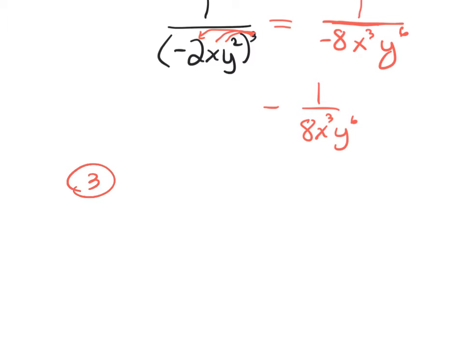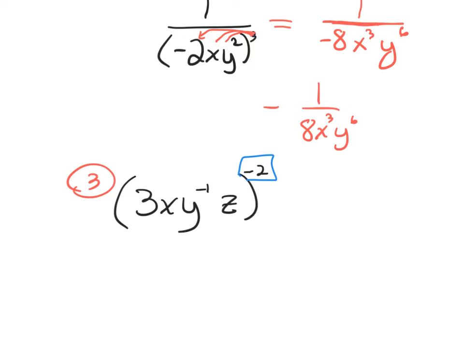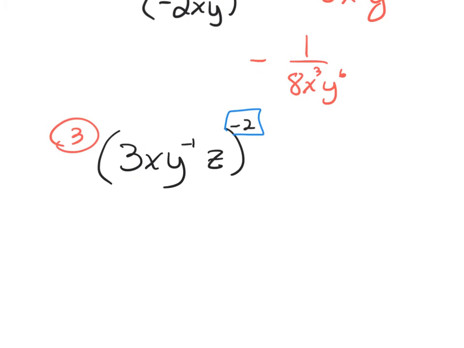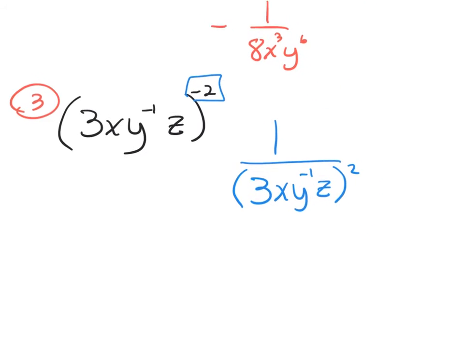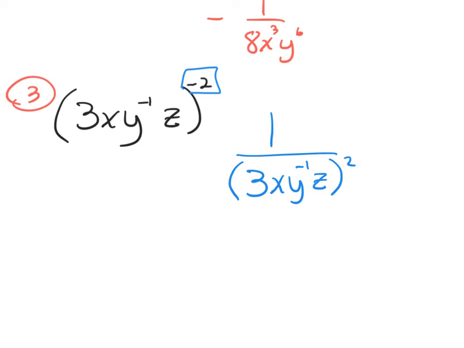Next problem is 3xy to the negative 1z raised to the negative 2 power. First thing I'm going to deal with is this negative exponent. Remember, it makes it go to the bottom of a fraction. Nothing else moves. Let me just leave all the other numbers the same. Now what I'm going to do is take care of my negative exponents. And wait, this is squared. All right. Now what I can do is apply the square.